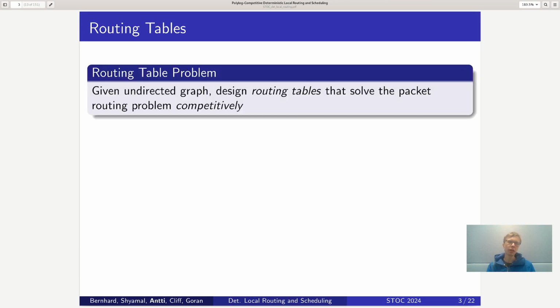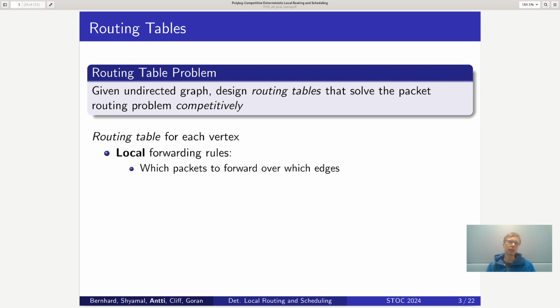In the routing table problem, you are asked to design routing tables for each vertex of the graph that solve the packet routing problem competitively, where a routing table is just a set of local forwarding rules, which tell the vertex which packets to forward over which edges based only on the packets at that vertex at that time. So the decision on which packets to forward cannot depend on packets not at that vertex.